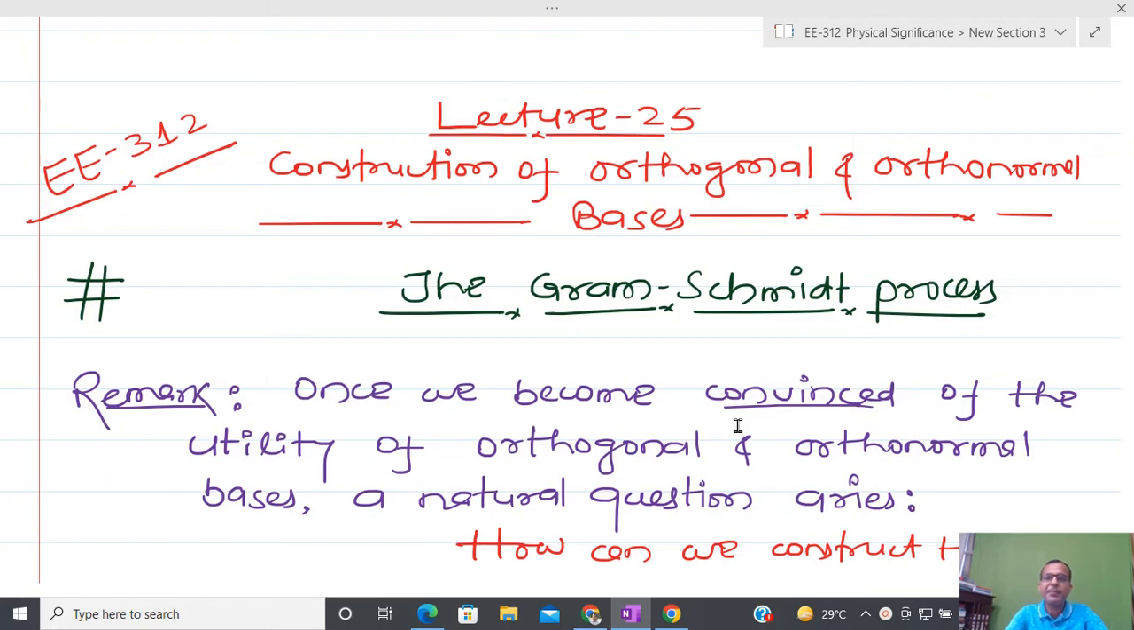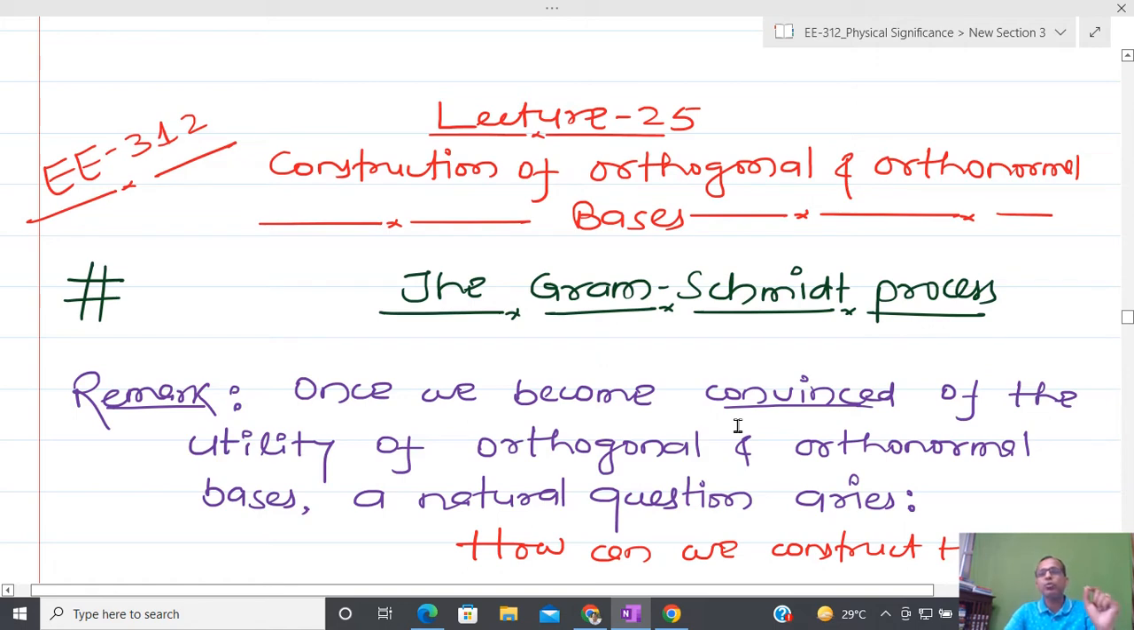So welcome back. In the previous class, I discussed orthogonal and orthonormal bases. What we found is that if we are able to talk about an orthogonal or orthonormal basis, then identifying coordinates using that particular basis is very easy.